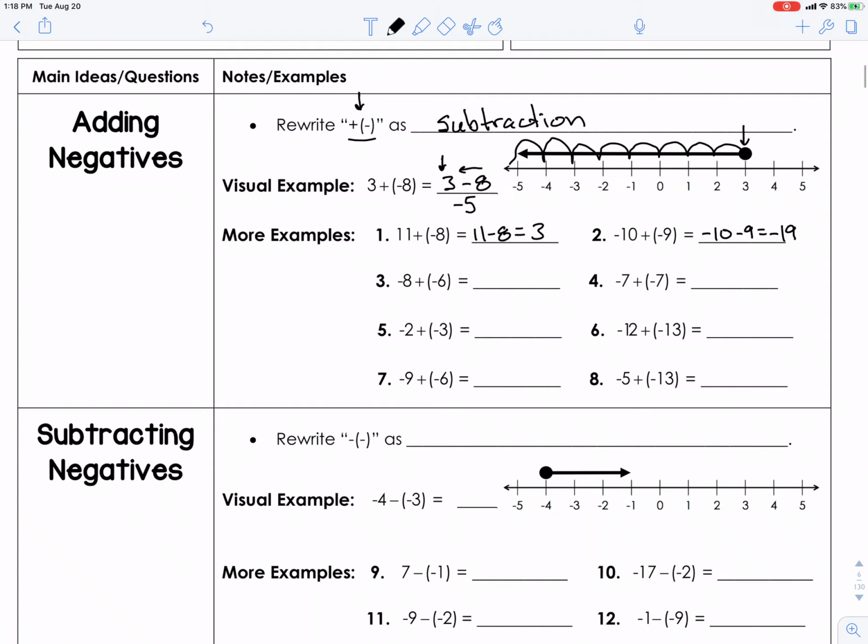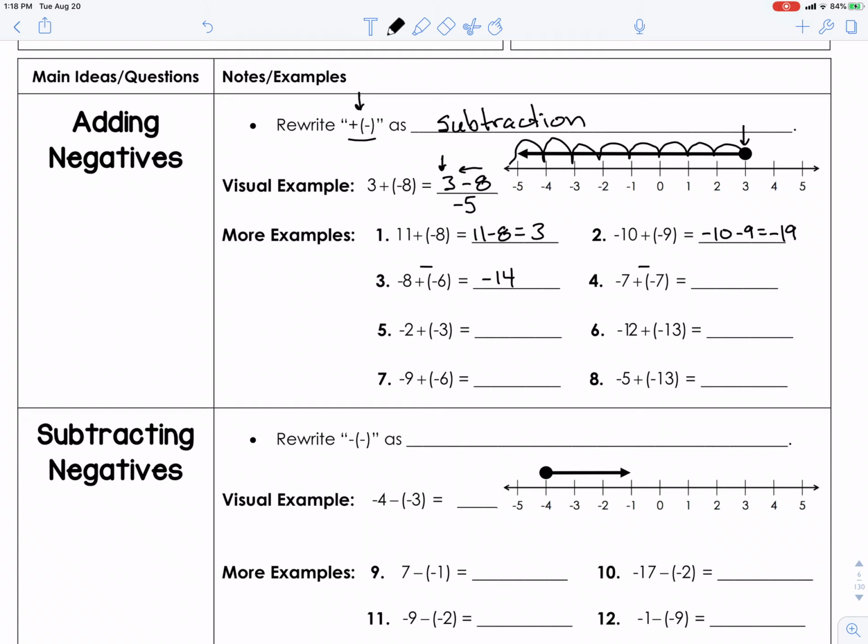I'll do a couple more for you, and I'm not going to rewrite them that way. I'm just going to say, okay, negative 8 plus negative 6, that's just a minus. So negative 8 minus 6, again, I start at negative 8 and count to the left, 6. Remember, going left, the negatives are getting bigger. So negative 8, negative 9, negative 10, negative 11, negative 12, negative 13, negative 14. So that's negative 14.